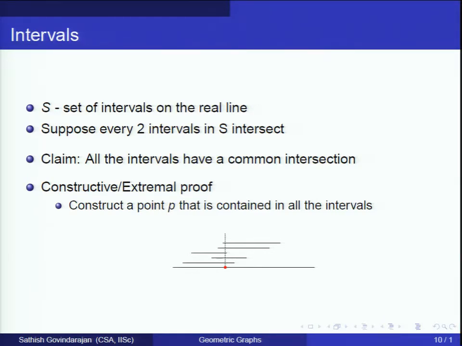In the intersection? That's circular, right? That's how I want to prove that there is an intersection, by finding this point. Suppose I give you a bunch of intervals and I tell you that every two intervals in my collection intersect. I want to use that fact to somehow define this red point.